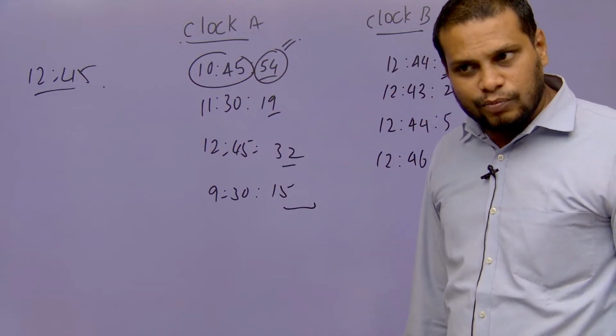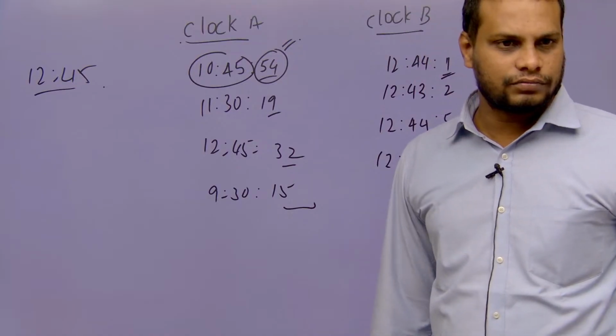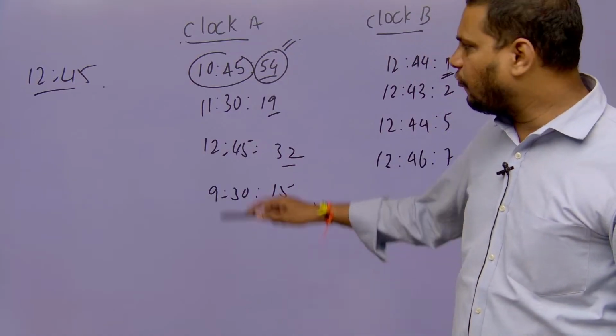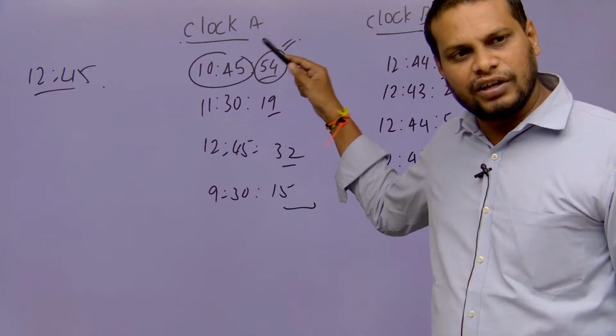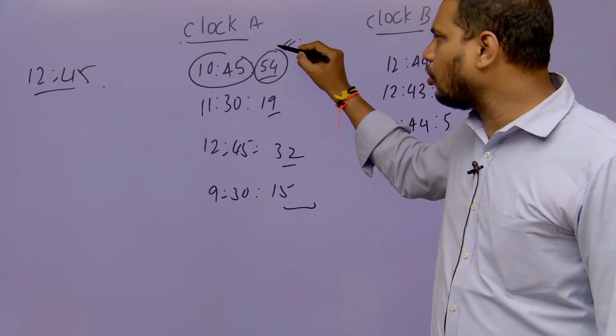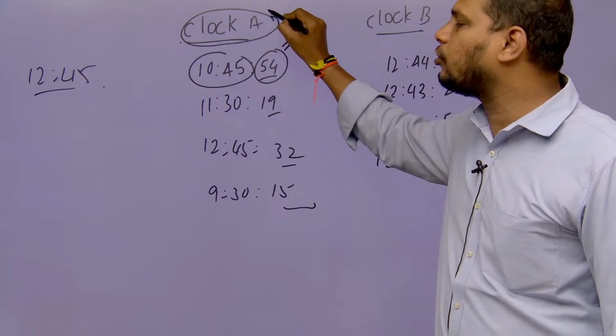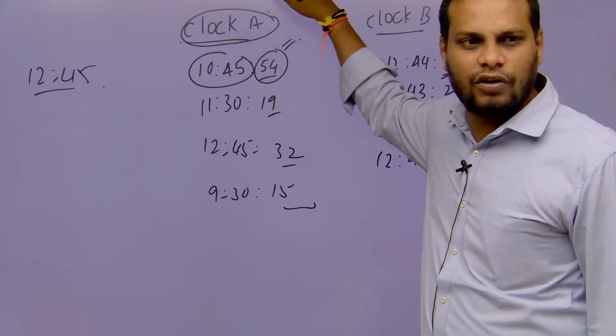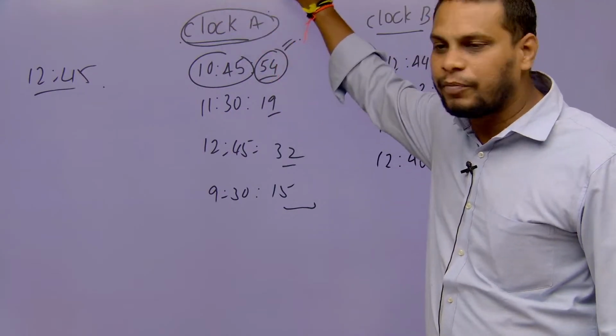First clock is having more precision than the second clock. Did you understand this point? My first clock is having more precision than the second clock. So therefore we can use clock A to design a perfect clock. It can be used as a perfect clock.